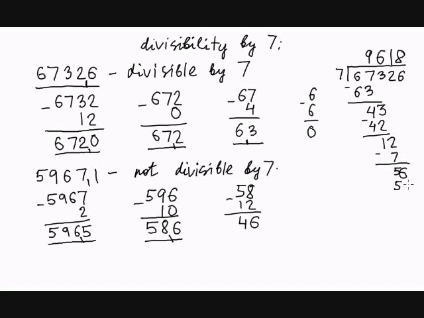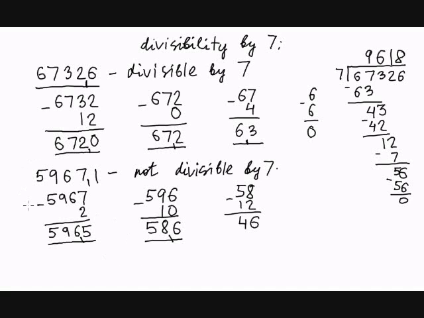So yes, this shows that 67,326 is divisible by 7. I personally prefer just to do the division. It's much quicker and it doesn't require any memorization of any methods. So it's up to you.